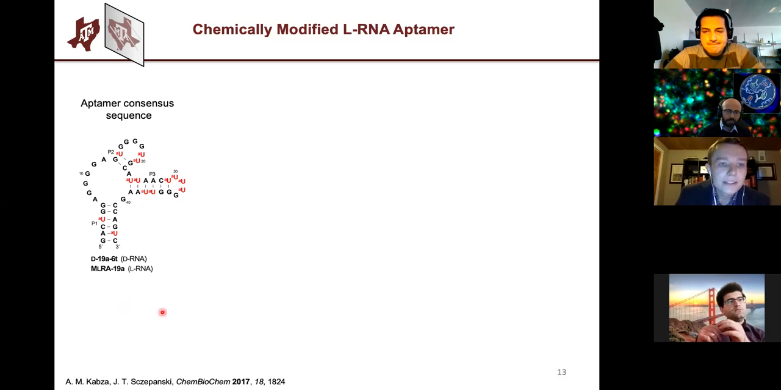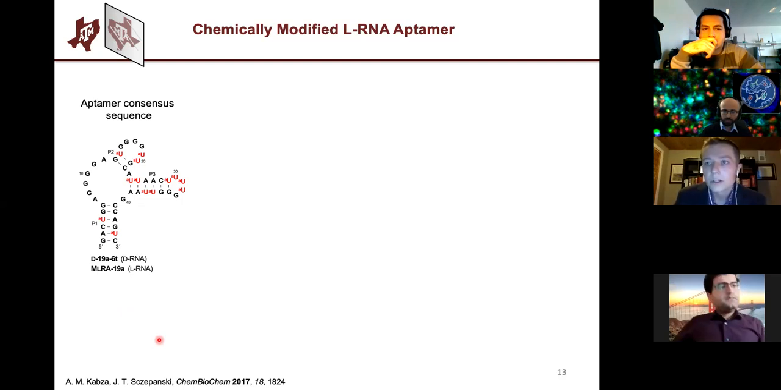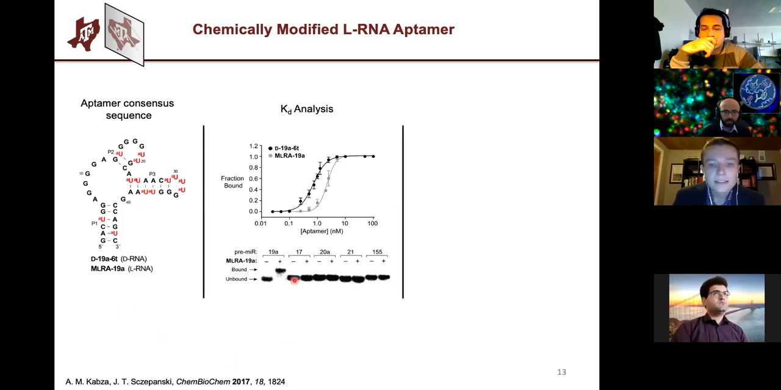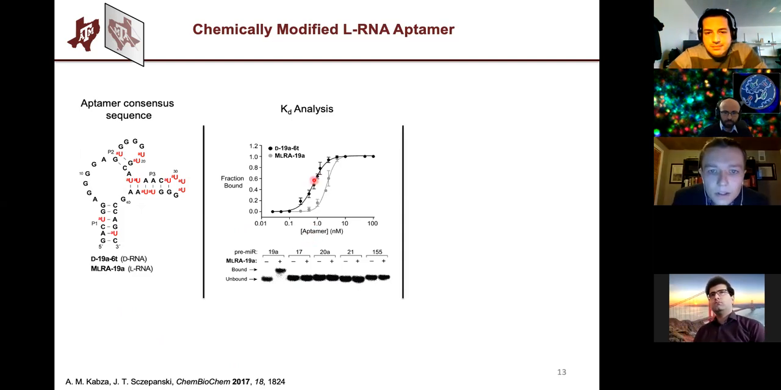So yeah, we found this aptamer. I believe it had either 12 or 13 aminoallyl uridines, which showed us that in fact the aminoallyl was playing a big role in binding the target. We did a KD analysis, obviously. So I think it ended up being about 100 nanomolar, or excuse me, it was about 1 picomolar binding affinity for the D aptamer, whereas the L aptamer was about 100 or maybe 50 nanomolar, 100 nanomolar.